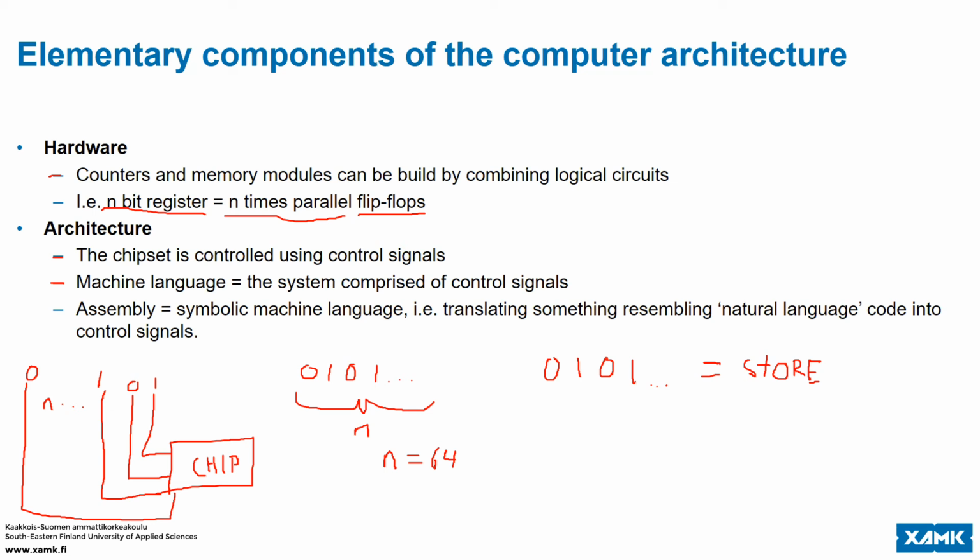So once you start attaching some natural language names onto binary control codes for our chipset, then we speak of symbolic machine language, or in its technical term, assembly code, which means translating something resembling natural language code into these control signals, which at the end is binary numbers, binary code, which our computer is able to process.